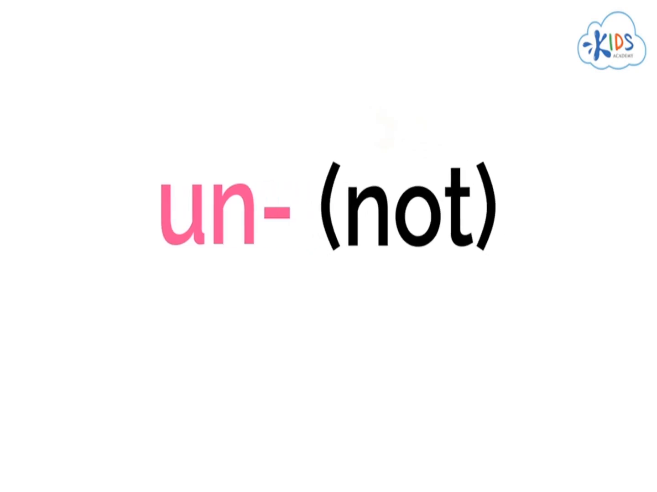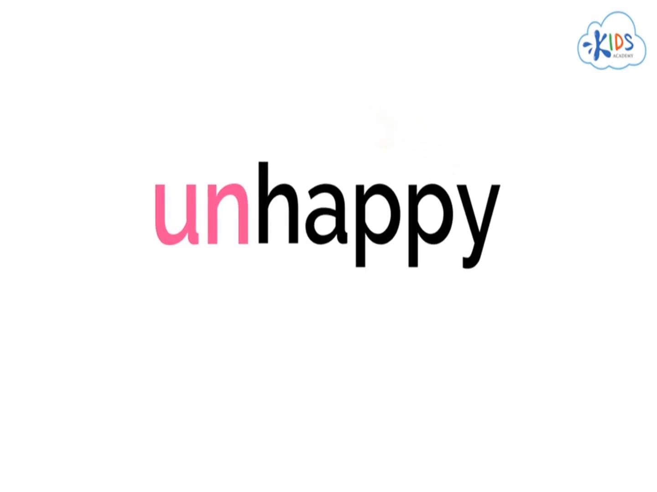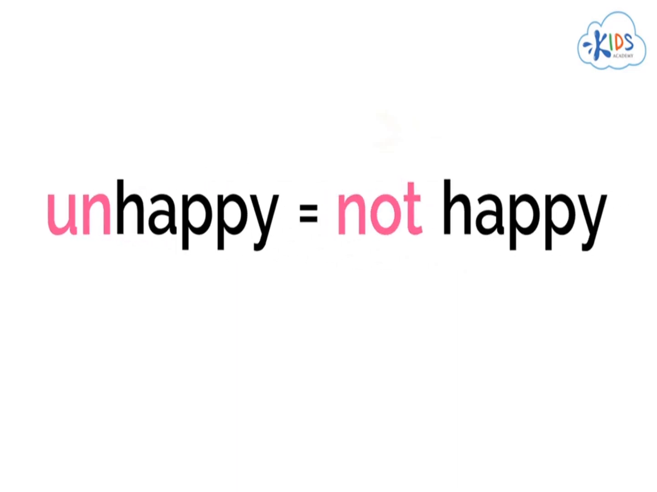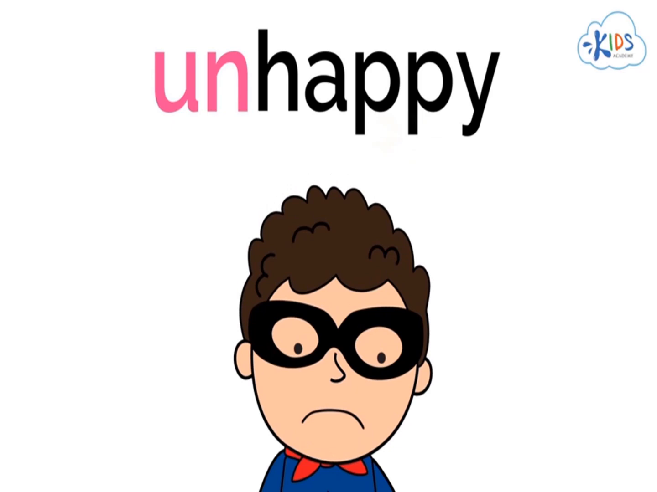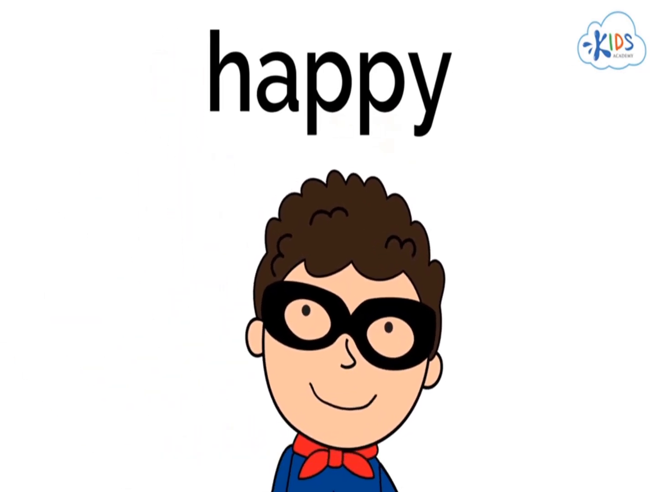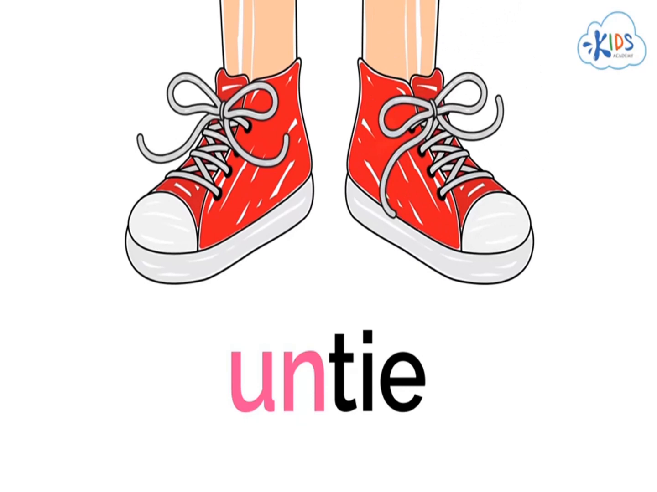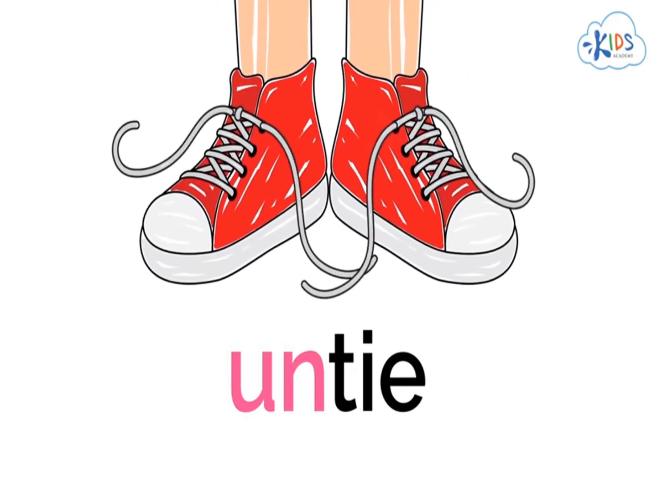Un is another prefix. It means not. Like in unhappy. That means not happy. Here's another one. Untie. A shoe that is untied would be not tied.